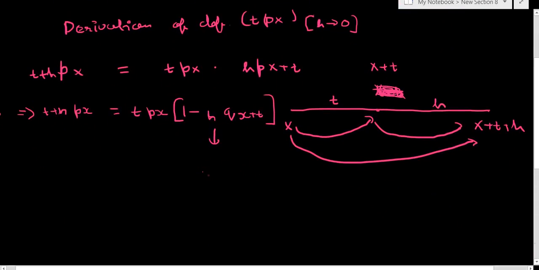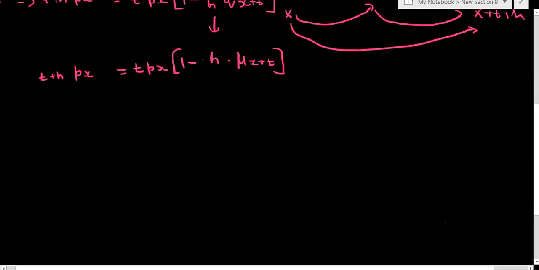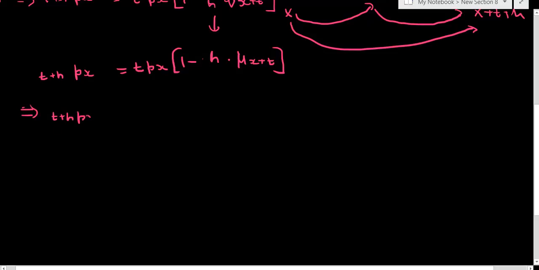So I can write this quantity as H into mu X plus T. Okay, so this is what I've got here, and then I'll put in the entire thing as it was. So I've got this, there was a TPX, and then there was a T plus HPX. Okay, this is it. Now the next thing we do is that I just open this bracket up. So this implies that T plus HPX is equals to TPX minus H times TPX into mu X plus T.